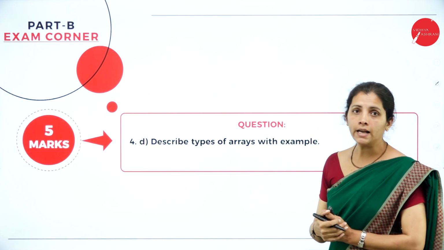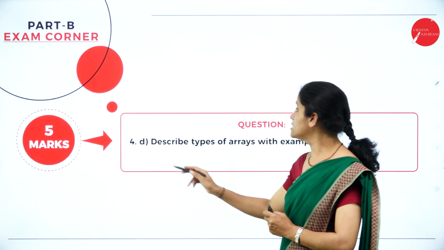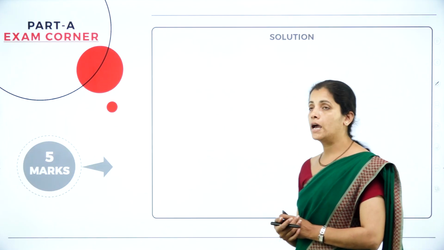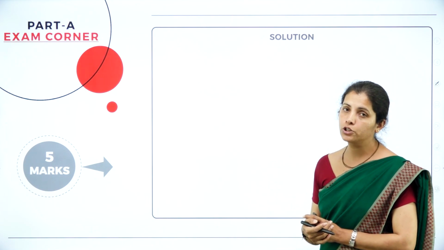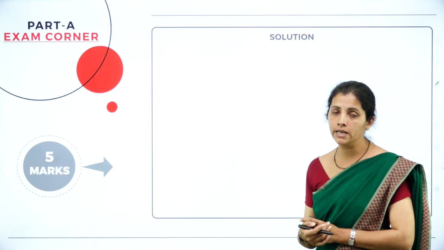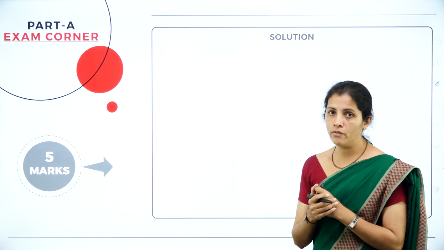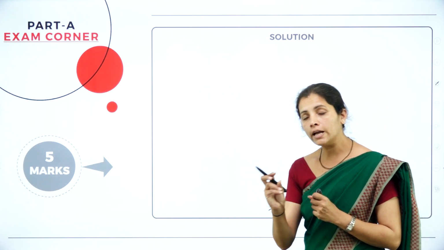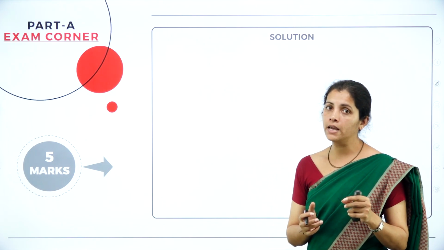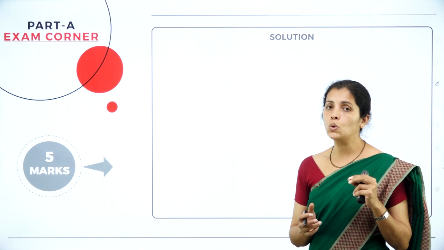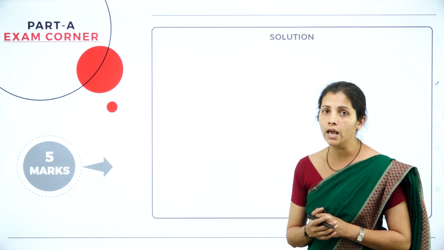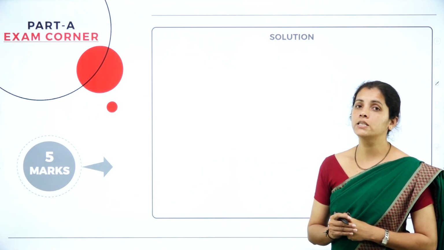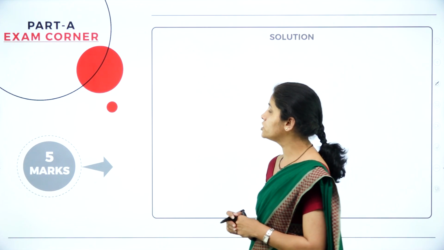Okay, fine. If I consider the next question, describe types of arrays with example. So, what is array? Array is nothing but the collection of homogeneous elements. In the sense what? Same kind of elements, grouped under the same name, and all the elements are stored in continuous memory allocation. If I consider array, there are two types of array, single dimensional array and multi-dimensional array.